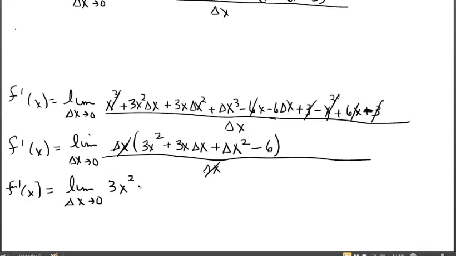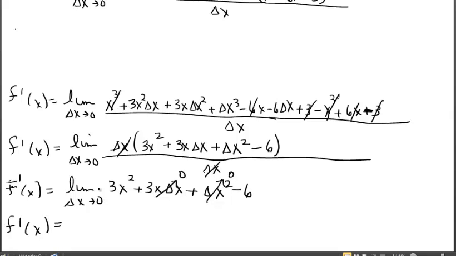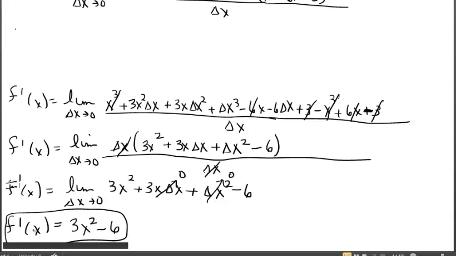And I am going to clean this up. Looking at all the terms that have delta x in them, I'm going to replace delta x with 0. Okay, and when I do that, notice that term's going to go to 0, that term's going to go to 0. I can drop the limit statement. I've plugged in 0 here. Now I have 3x squared minus 6. So what we just found was an expression, another function that represents the slope of that cubic graph that we were working with at any point x.